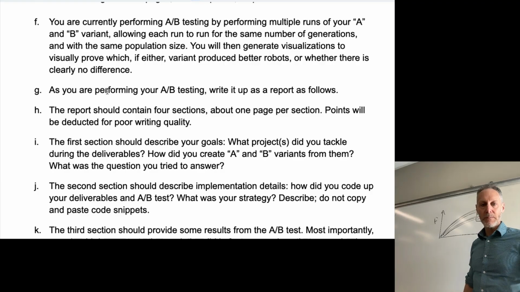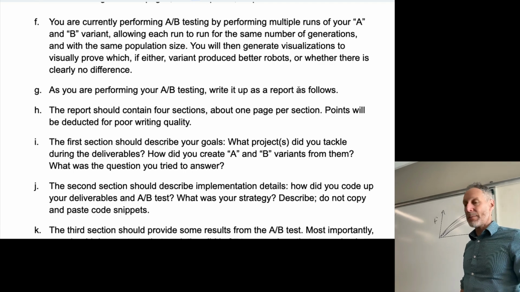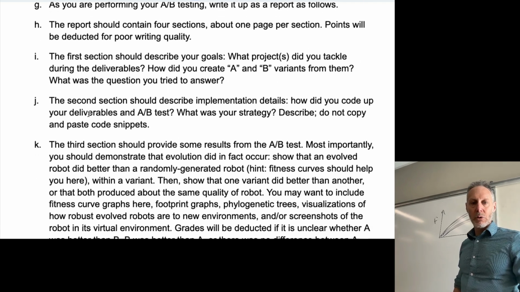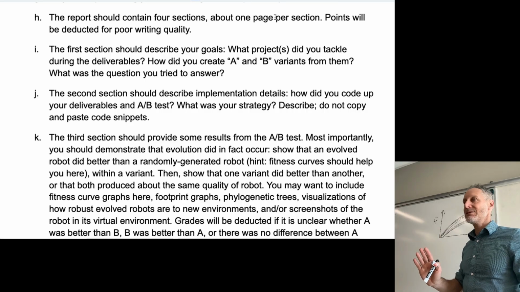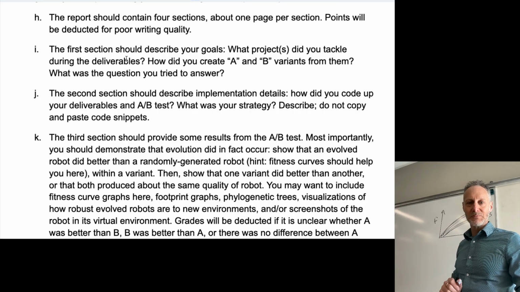Yeah? Okay. As you're performing your A and B testing, you're going to write all of this up as a report as follows. The report should contain 4 sections, about 1 page per section. It's okay if some sections are less than a page or more than a page. We've got 59 students in this class, so please, not much more than 4 pages.